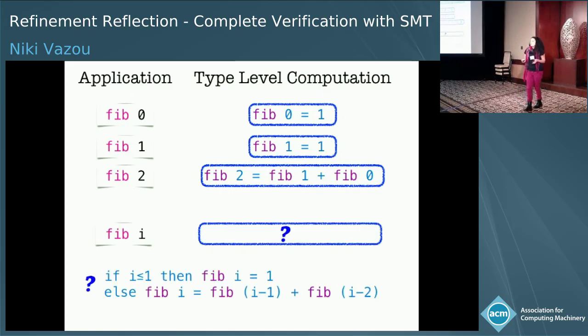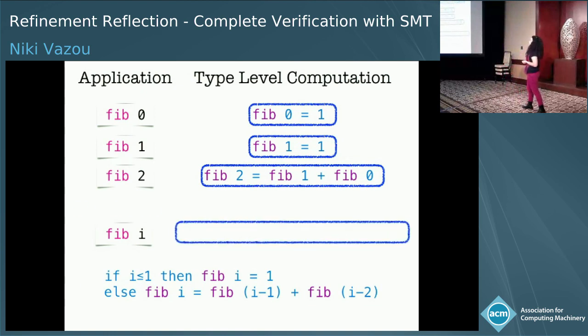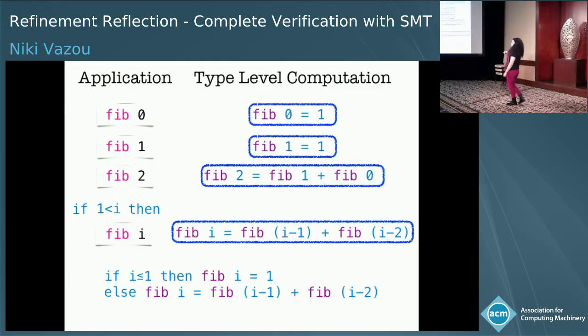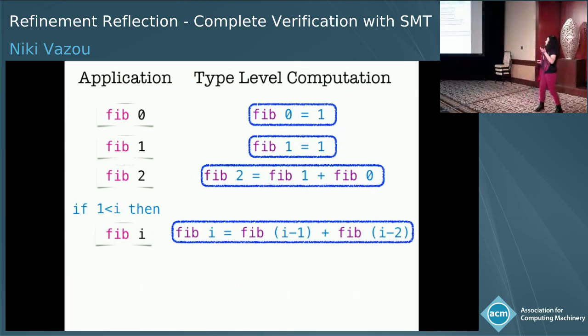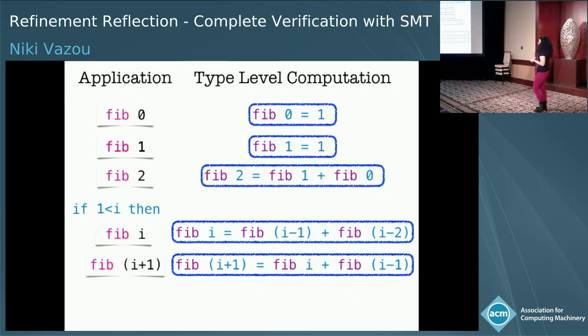And then I can go on and apply fib to arbitrary arguments, for example to the variable i here. If I apply fib to i, I know the definition of fib, but it is guarded by i being less than or equal to 1, so I don't know what to do with that. But from the context, I could have the information that i is greater than 1, so then I can go on and unfold the else branch of the Fibonacci definition. So I can apply fib to i, or to i plus 1.